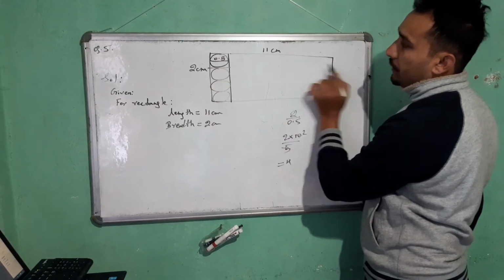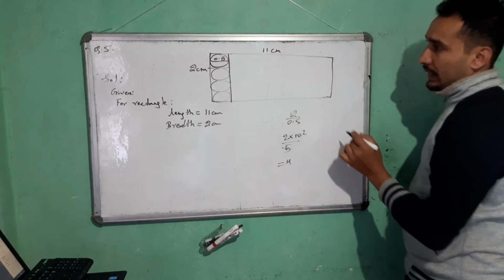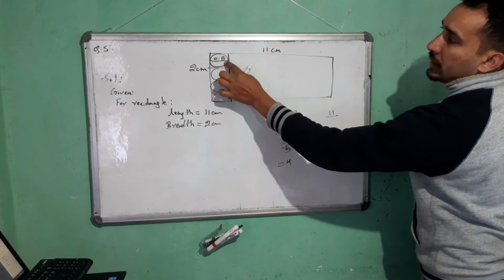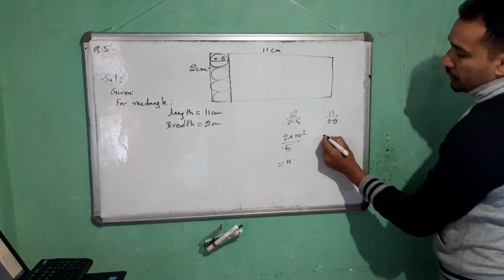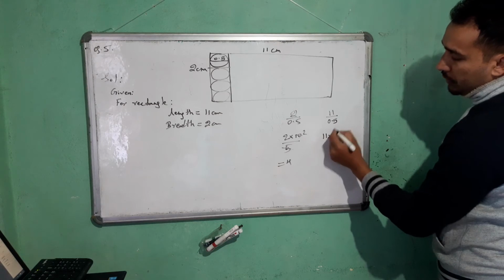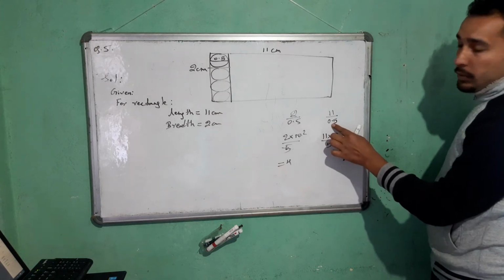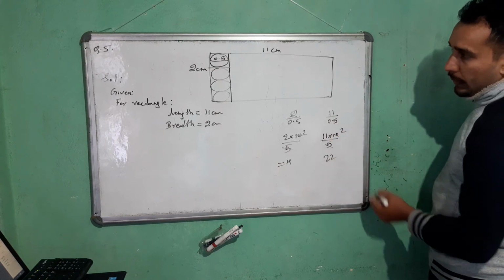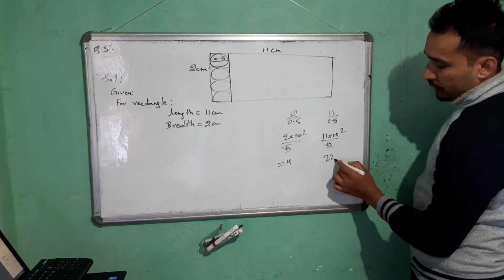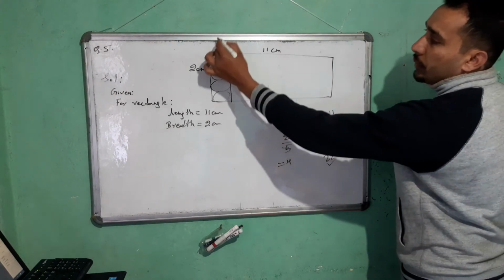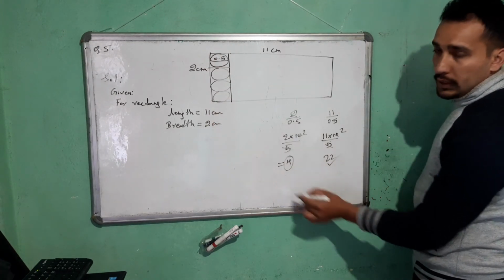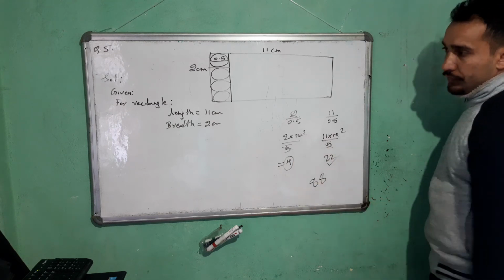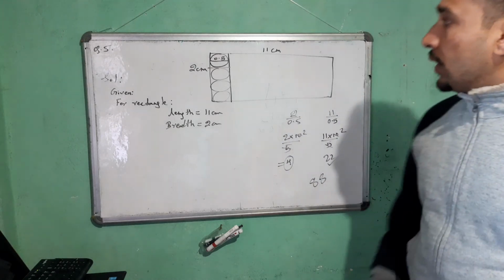And this side, from here to here, how many circles can you get? So 11 divided by the diameter 0.5. So 11 into 10, if you remove the point, divided by 5. 5 2s are 10, so 11 2s are 22. Along the length you get 22 circles, and along the breadth you get 4 circles. So total number of circles will be 4 into 22, that is 88.